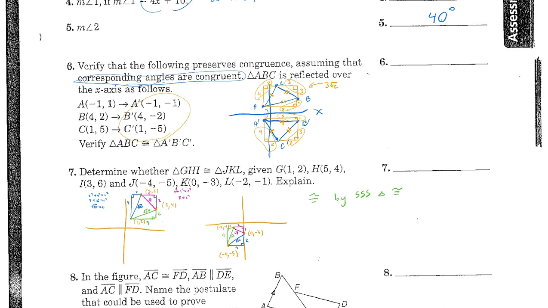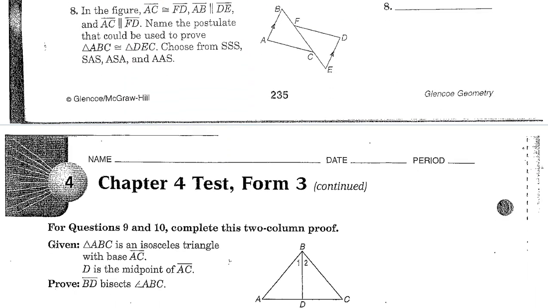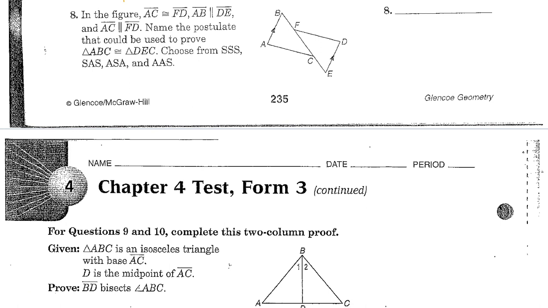Okay, and yeah. All right, let's look at 8. In the figure below, we know that AC is congruent to FD. We know that AB is parallel. That's already drawn on there. And AC is parallel to FD. I'm going to use 2 marks, okay? Name the postulate that could be used to prove that these two triangles are congruent.